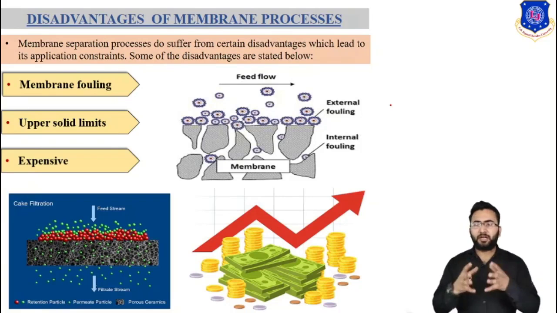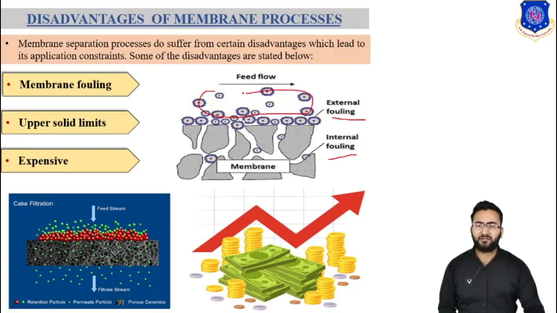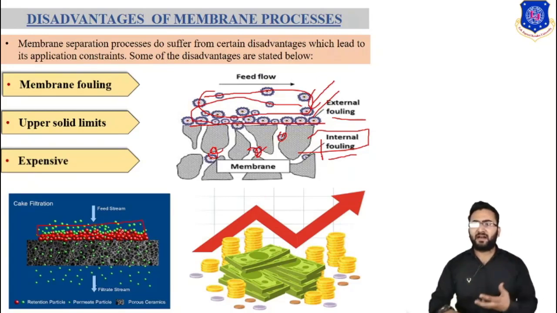There are mainly two types of fouling. The first is external fouling, and the second is internal fouling. When the solute of the mixture accumulates on the surface of the membrane, it causes external fouling. When the solute of the mixture accumulates inside the membrane, it causes internal fouling. So this is all about the various disadvantages of membrane separation processes.